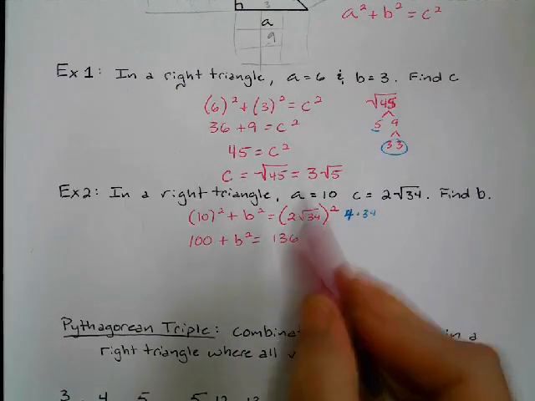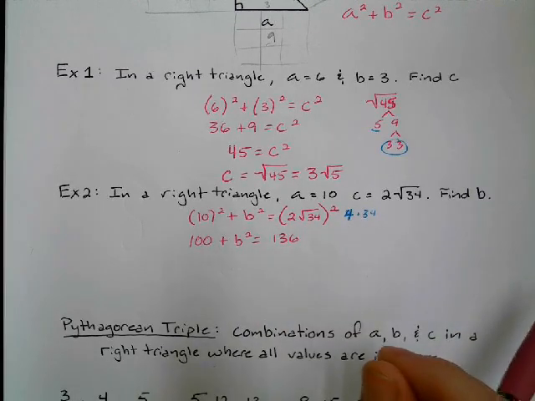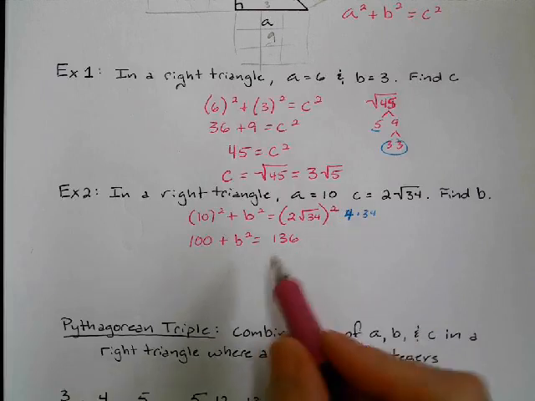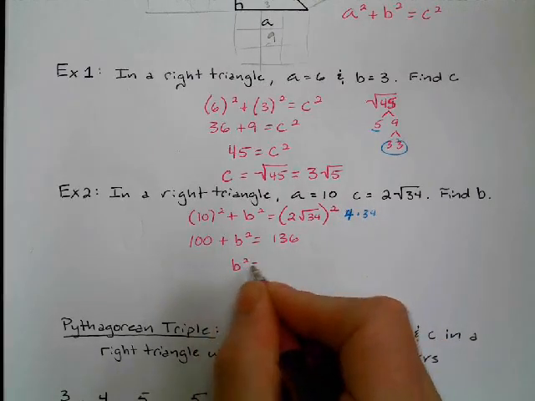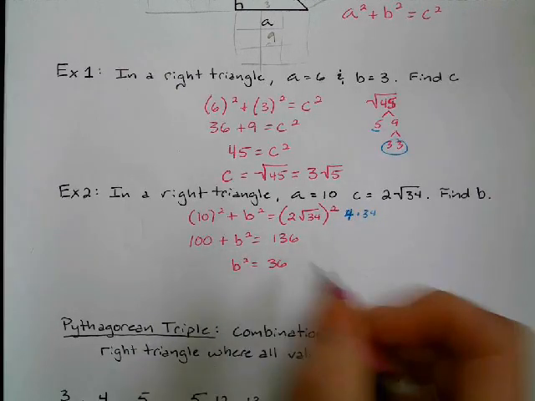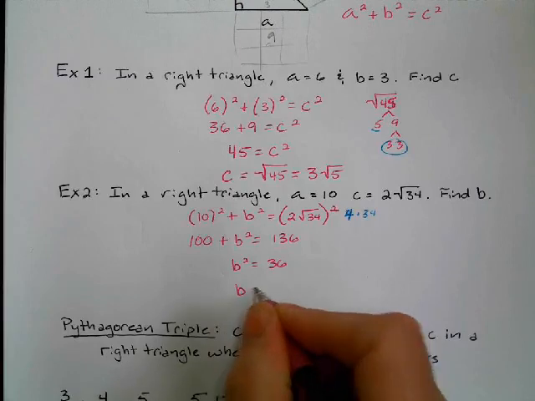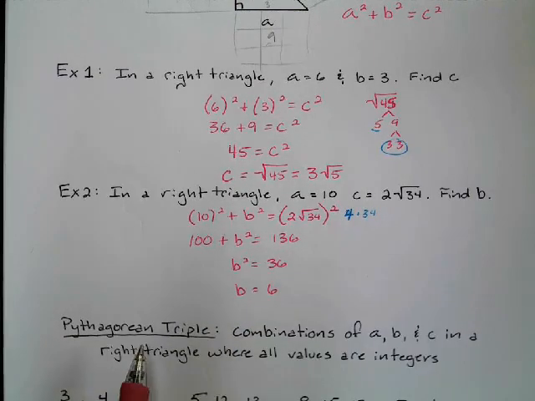Okay, so we squared the 2 and we squared the root 34 just like we did in the previous lesson. So I subtract 100 from both sides. I get b squared is equal to 36 because I subtracted 100. And then I take the square root from both sides to get b by itself. And the square root of 36 is 6.